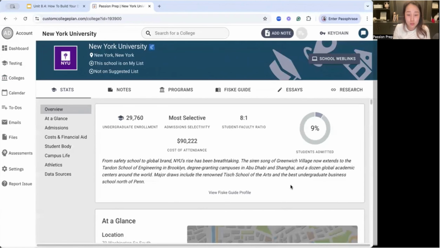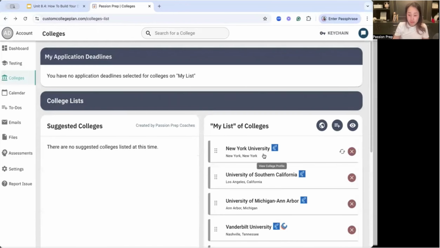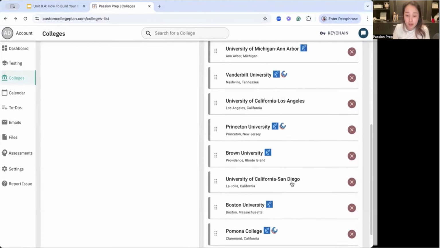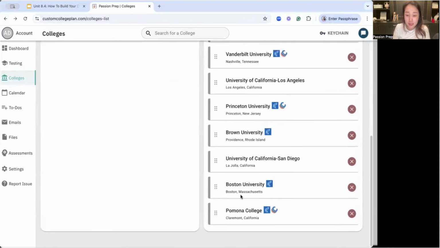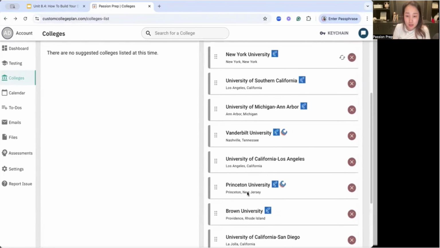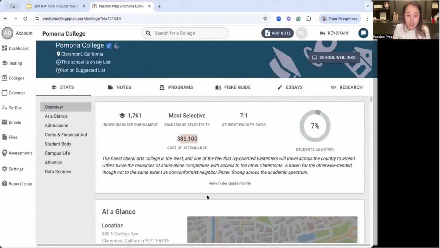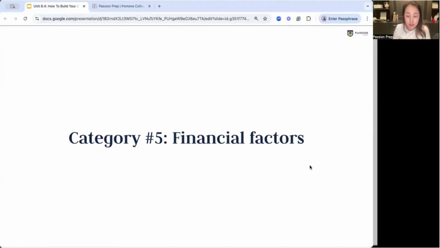I'll go to NYU, one of the most expensive colleges. So you can say, hey, 90K per year is a little bit difficult for me. So it's a good way to rule it out. But if financial factors such as the tuition does not bother you or affect your family in any way, then you just kind of go about it. But checking all the prices and the tuition price is really important. Let me look at another one. We did UCLA already. Pomona College is 86K, right? So financial factors, please take a look.